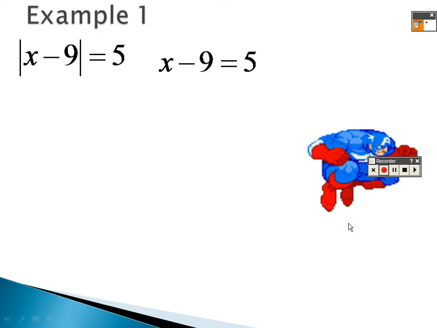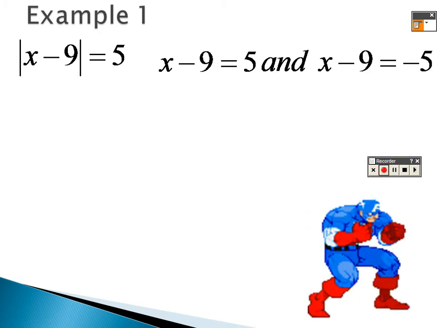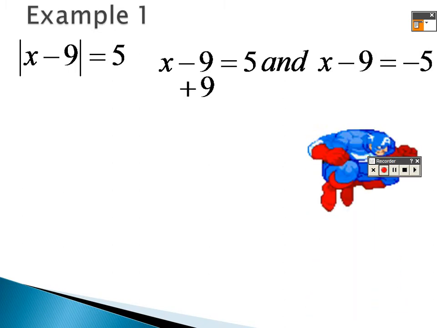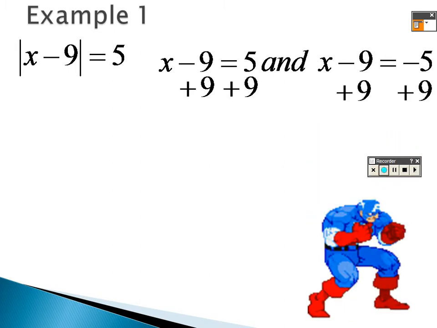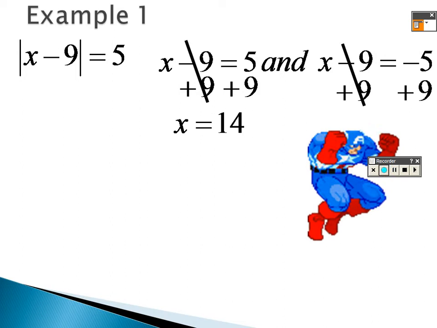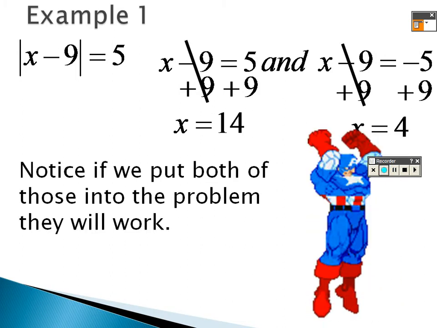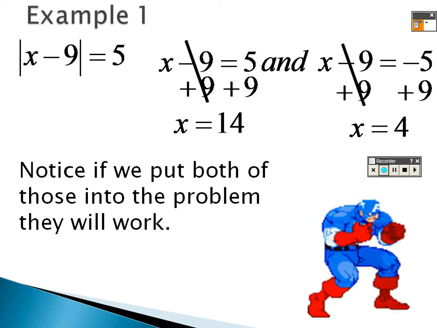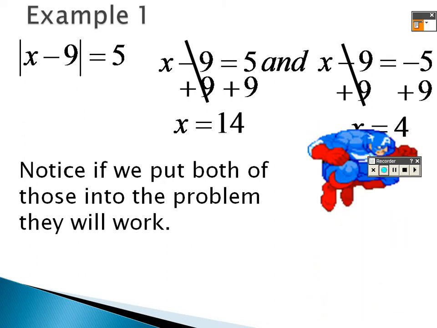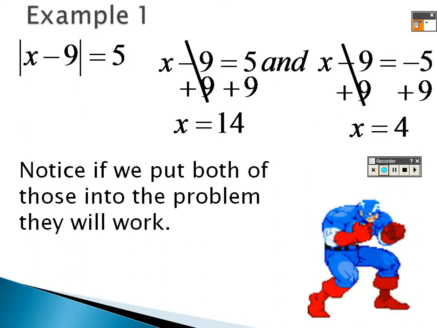So x minus 9 equals 5, and x minus 9 equals negative 5. So you solve both those equations to see what you get. So you'd add 9 in both of them. So you'd end up getting x equals 14 and x equals 4 as your answer. So notice if you put them both in, you will still get the same answer when you put them both in. So two answers actually work for the absolute value.